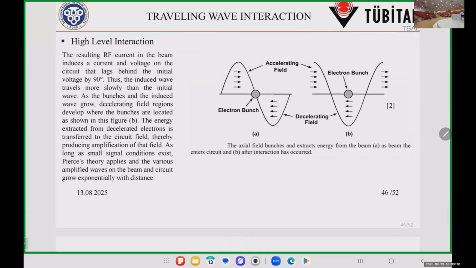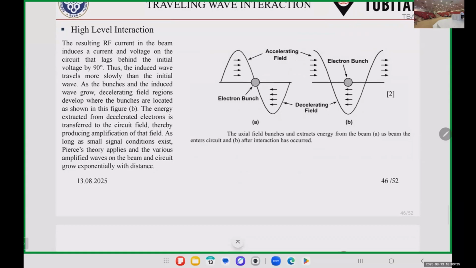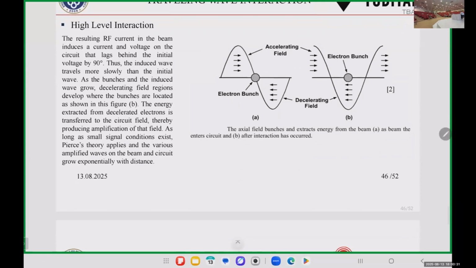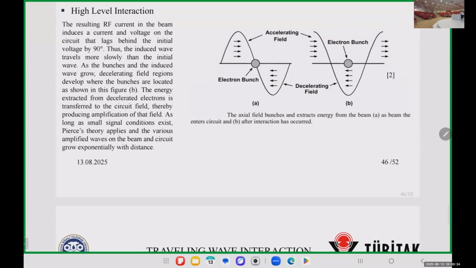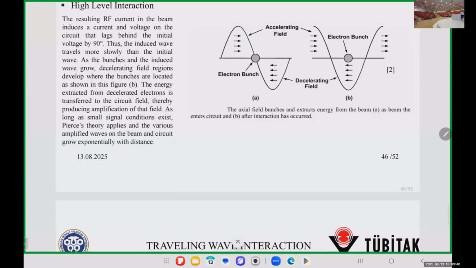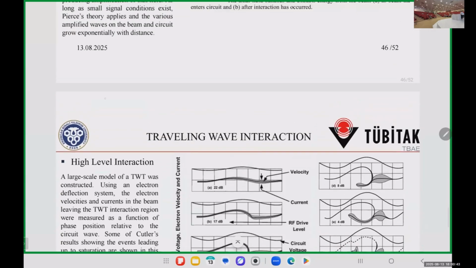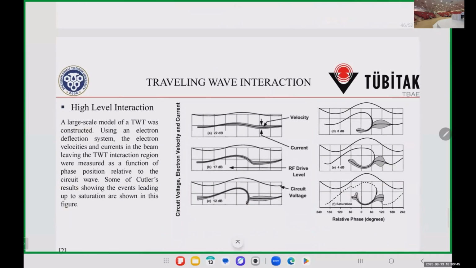As the bunches and the induced wave grow, decelerating field regions develop where the bunches are located, as shown in this figure. The energy extracted from decelerated electrons is transferred to the circuit field, thereby producing amplification of that field. As long as small signal conditions exist, Pierce theory applies and the various amplified waves on the beam and circuit grow exponentially with distance, we can say.